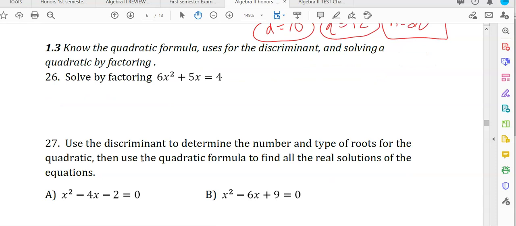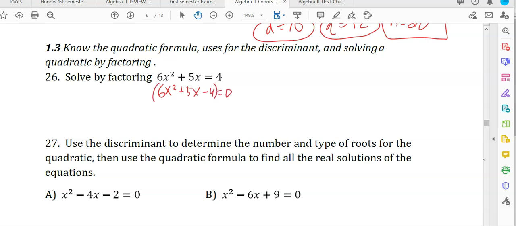Now the quadratic formula uses discriminant and solving a quadratic for factoring. So in this case, solve by factoring. We'll talk about discriminant in just a minute. So solving by factoring, you first always set it equal to 0. So 6x squared plus 5x minus 4 equals 0.